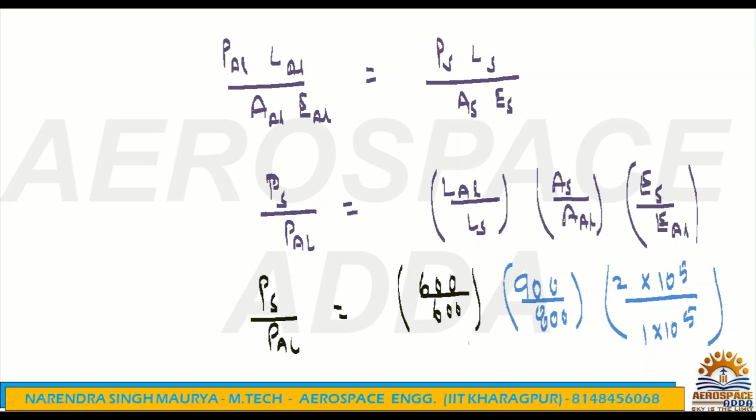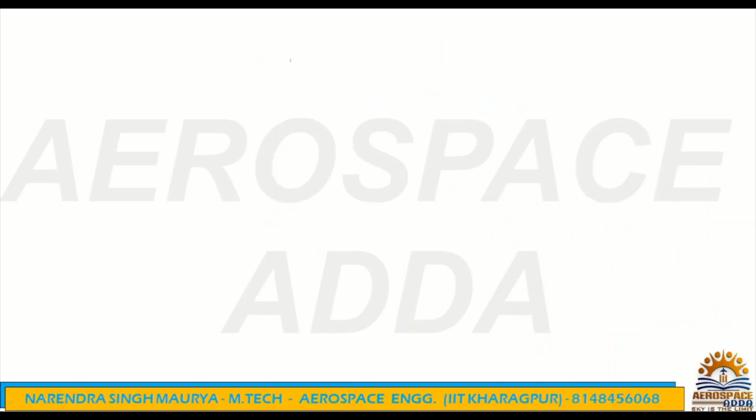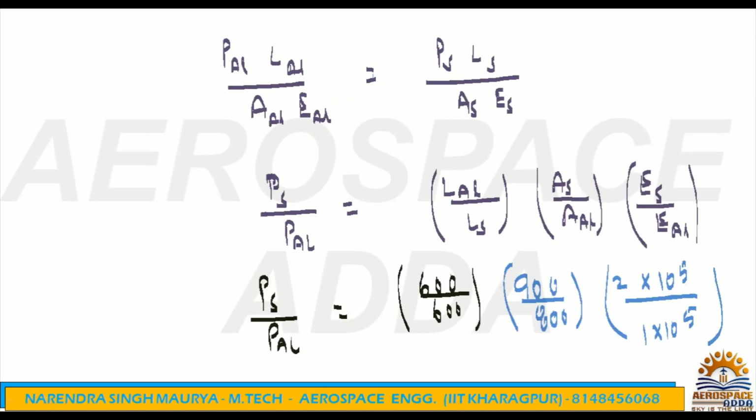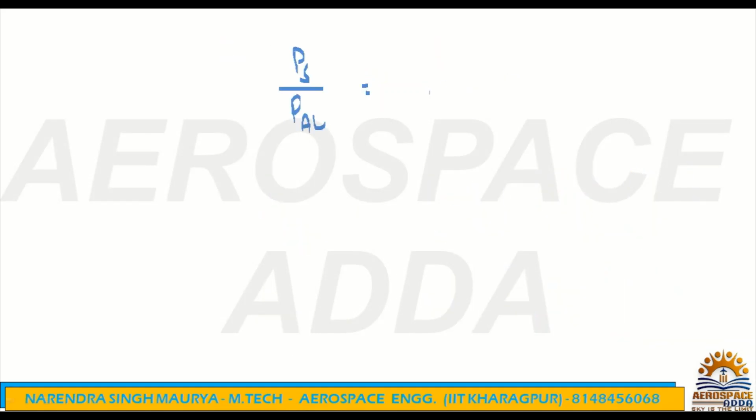So if you solve, then you will get PS by PAL, steel by aluminum. 600 cancel out, 9 by 8 into 2. 9 into 2 divided by 8, nothing but 2.25. Right, yes, correct. So PS is nothing but 2.25 of P of aluminum.